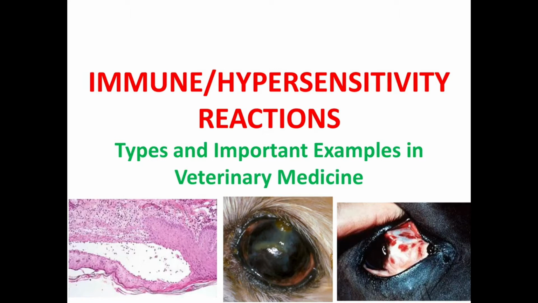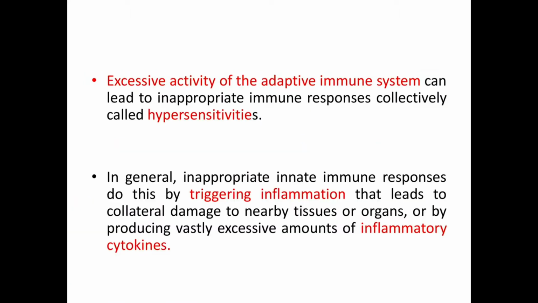Today we will see a very important topic. It is about immune or hypersensitivity reactions. I am just discussing the types and important examples in veterinary medicine, but not going through the details of diagnosis or treatment of each disease, giving emphasis only to the classification of hypersensitivity reactions and the important diseases coming under each group. Excessive activity of the adaptive immune system can lead to inappropriate immune responses, collectively called hypersensitivities.